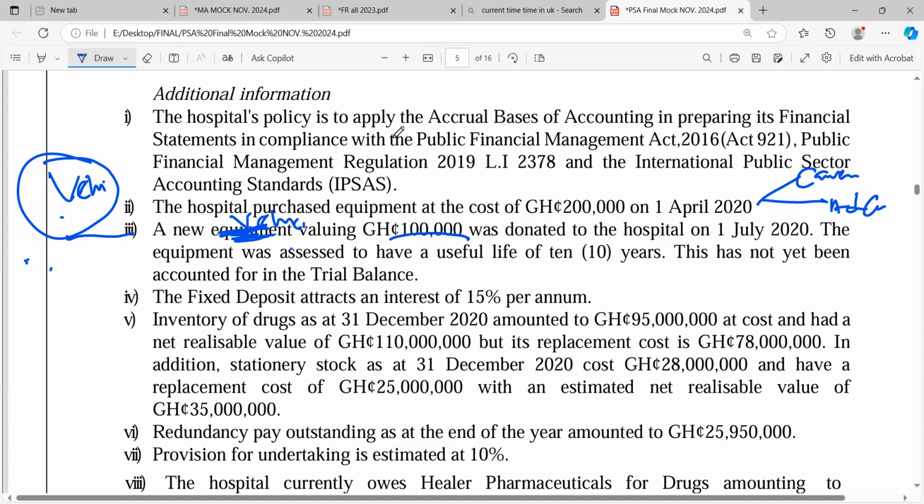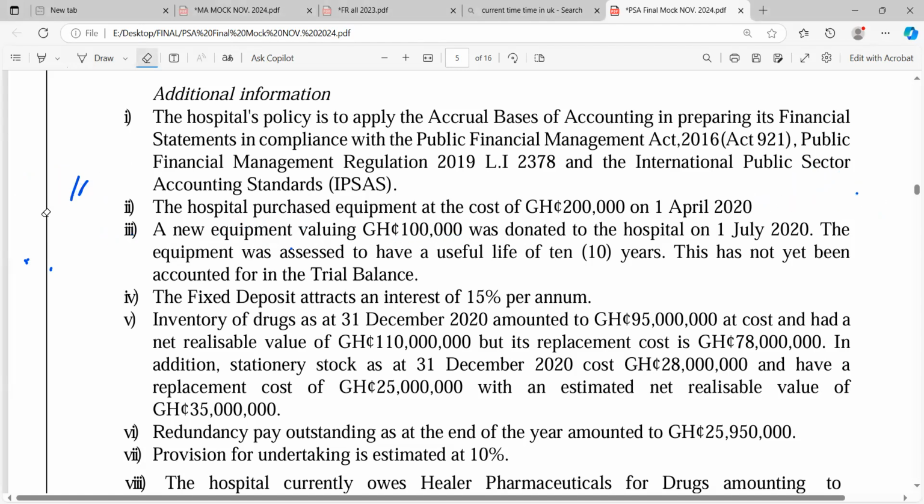What's the treatment when you receive a donated asset? Thank God I'm answering this question, because I've come across it too. When you see a donation, where does it go? Donated assets, two entries. Entry number 1, this 100,000, they say they've not yet recorded. It is to be added to the equipment, under the non-current assets, and depreciation will be affected.